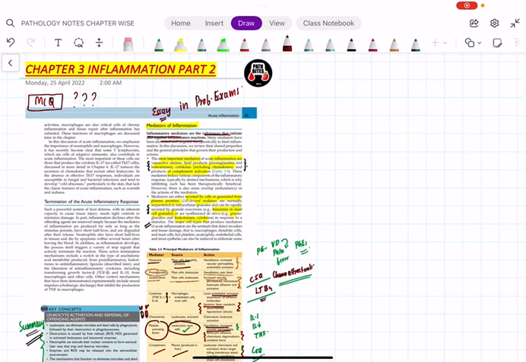I hope these mediators of inflammation are a bit clear for you. Very soon I will be having the next session on the various morphological patterns of necrosis and apoptosis. Similarly, we will soon be discussing the various patterns of inflammation, such as serous and fibrinous inflammation, and everything.